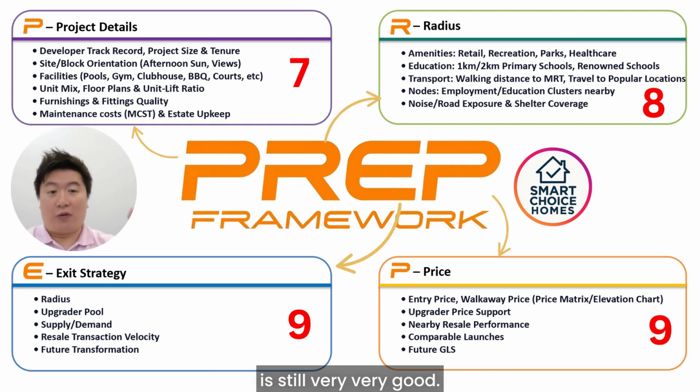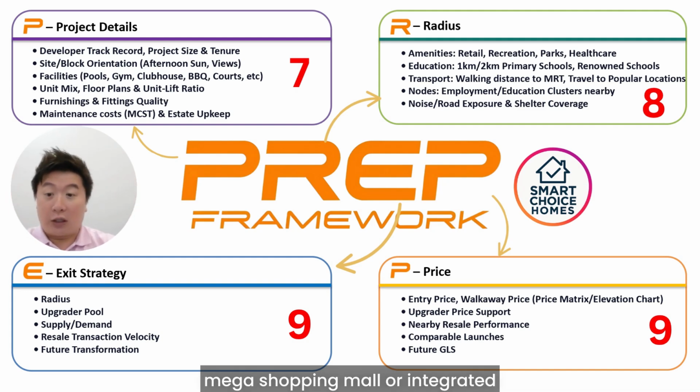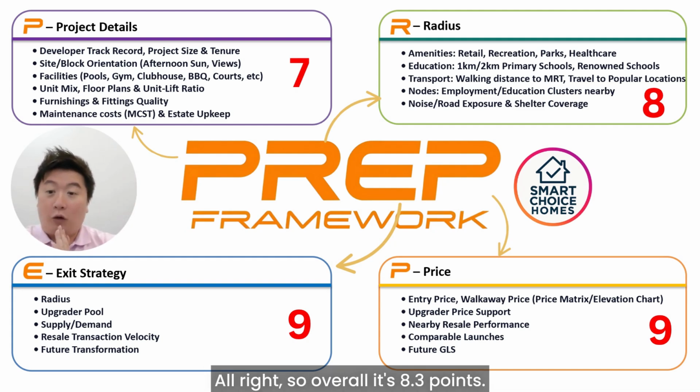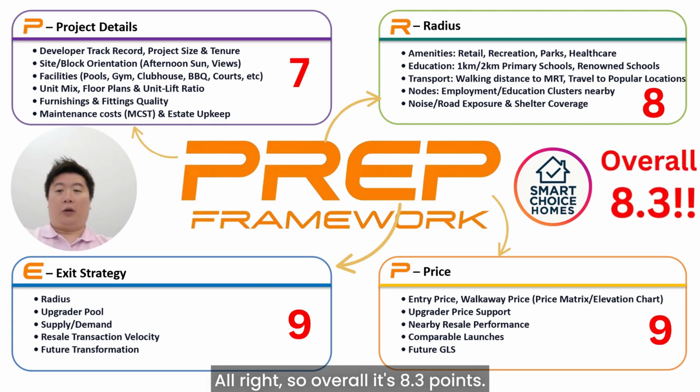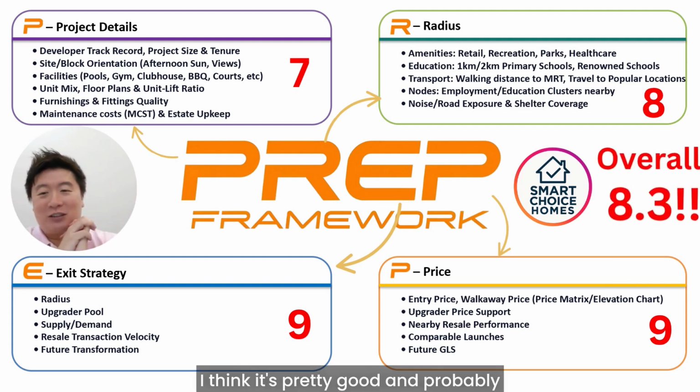Because the location is still very, very good. Walking distance to MRT, driving to Orchard, etc. It's all there. The only thing is really just the no good school, no mega shopping mall or integrated development shopping mall, and of course the project details. All right. So overall, it's 8.3 points. Not bad, right? I think it's pretty good.